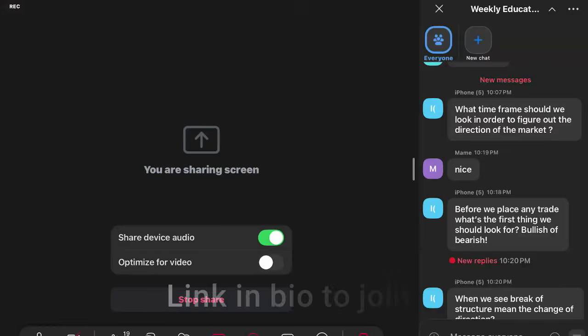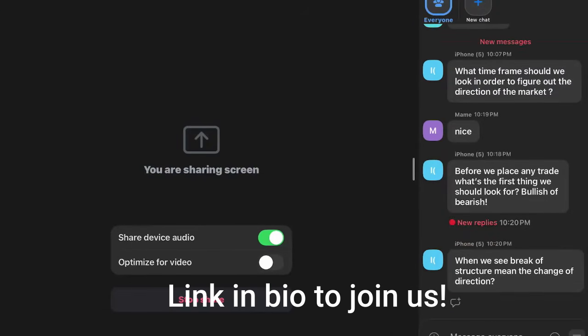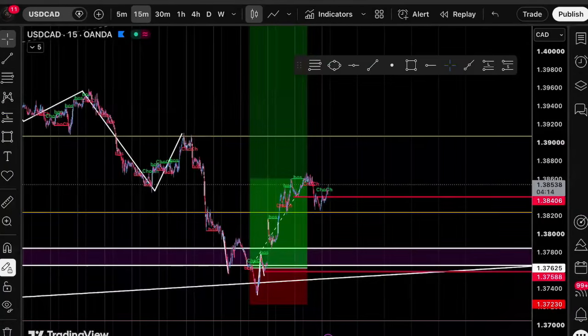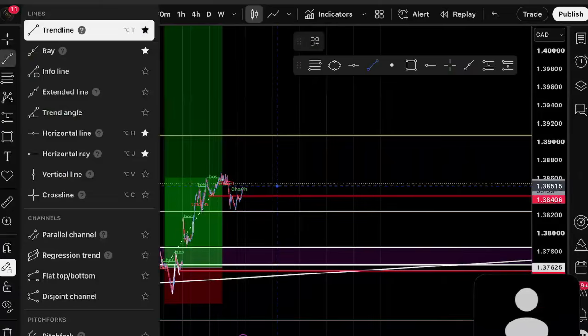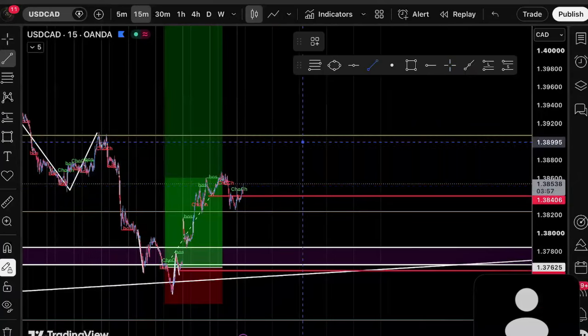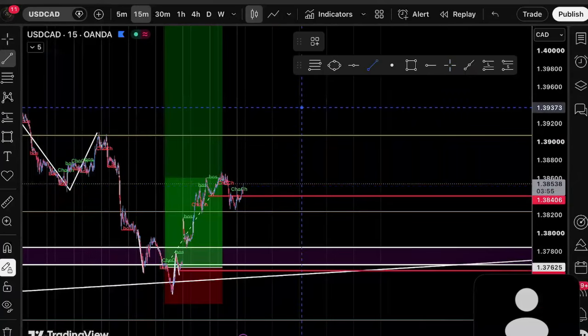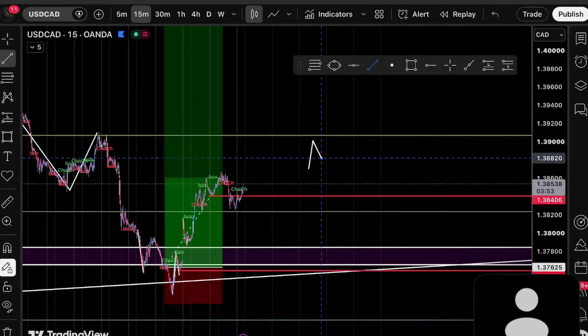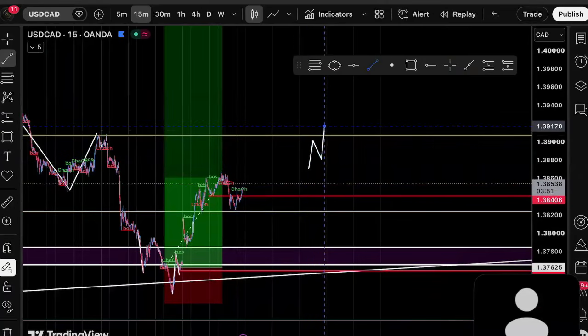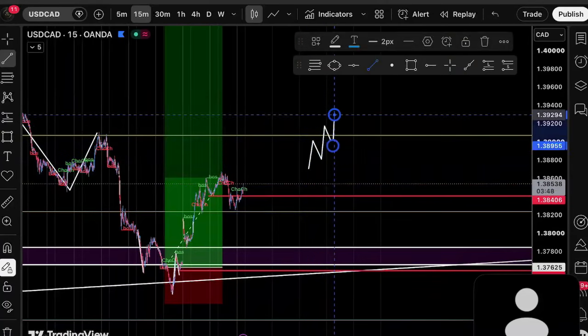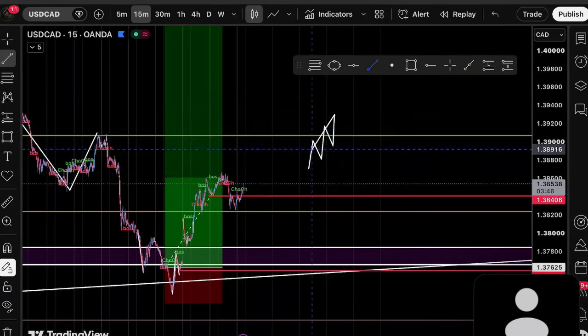Exactly. Okay, so another question. When we see a break of structure, does it mean the change of direction? Not necessarily. If you see a break of structure, that just means the market has broken the previous high that was created, if it's an uptrend, or the previous low. For example, if the market is doing this and then you see this, this is a break of structure. We're breaking the actual structure of the uptrend.